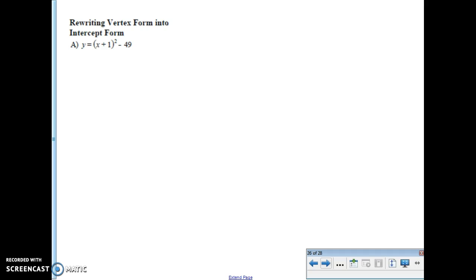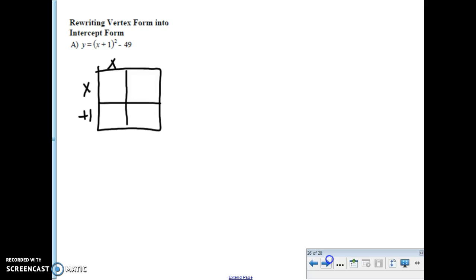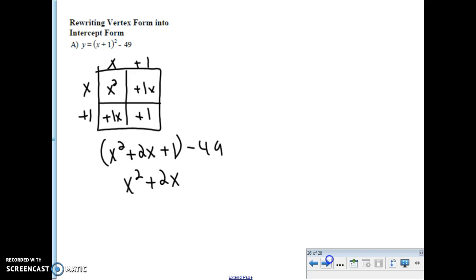Let's look at x plus 1 squared minus 49. So I want to put this in intercept form. Well, I don't know how to turn vertex form into intercept form, but if I can turn vertex form into standard form, then I can find the form I'm looking for. So if you remember from a previous video, we talked about how I can turn x plus 1 squared minus 49 into standard form. So I get x squared plus 1x plus 1x plus 1. So I get x squared plus 2x plus 1 from the square, minus 49. I get x squared plus 2x minus 48 to be standard form.